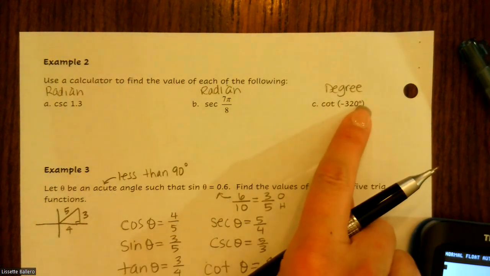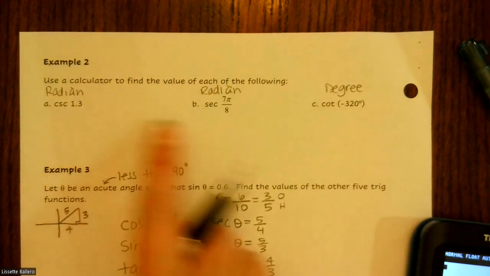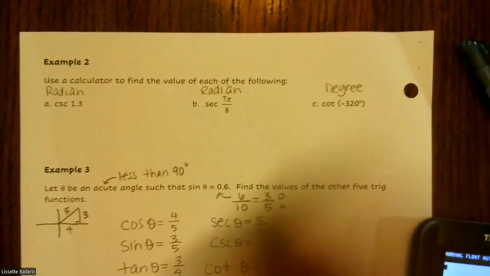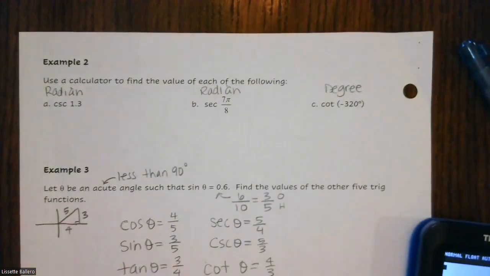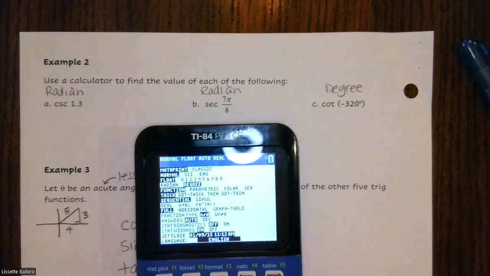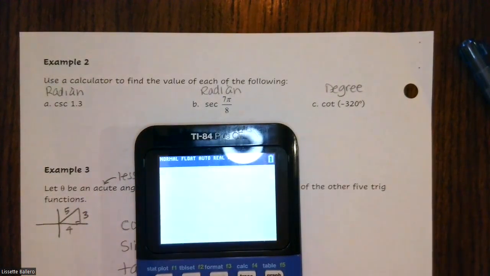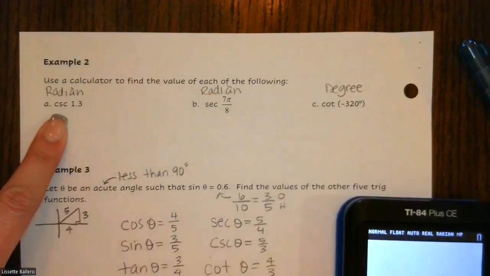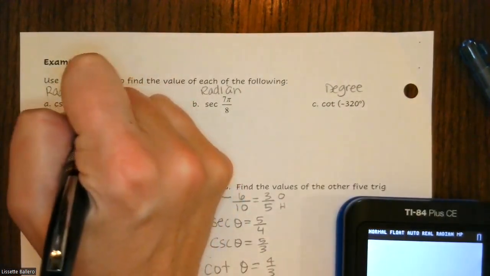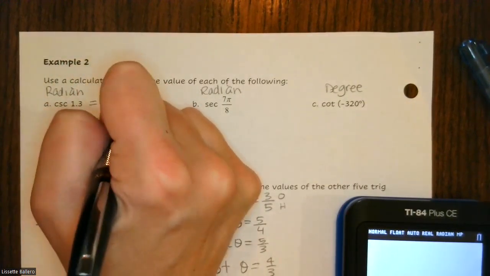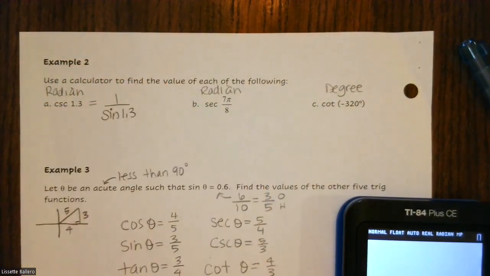You have to have it in the correct mode when you do your calculator. So make sure that you're checking that first. I knew this was degree because there's a degree symbol. These do not have degree symbols, so I know that they're not degree. All right, so here we go. First thing I do, mode, and put it in radian mode. And then to put in the cosecant, that is the reciprocal of that sine. So this would be 1 over sine of 1.3.